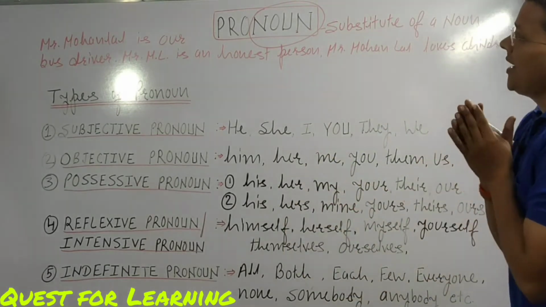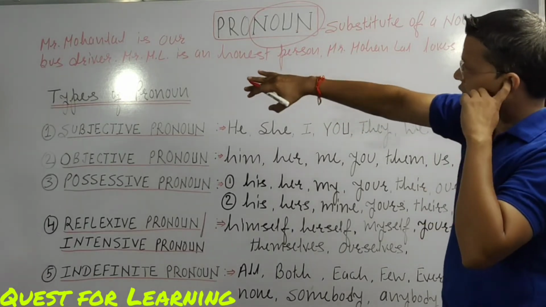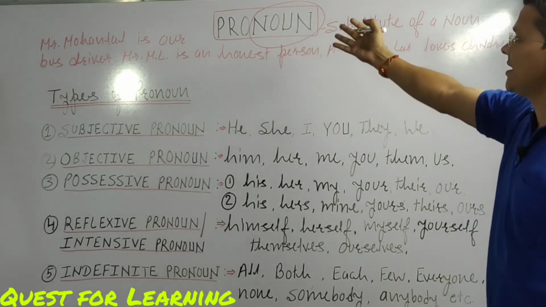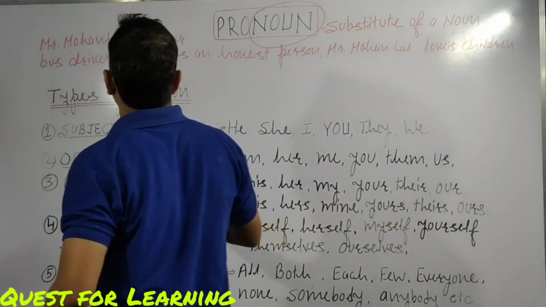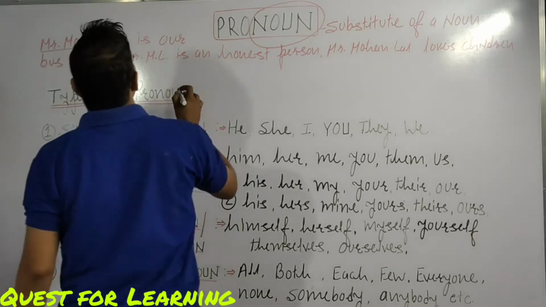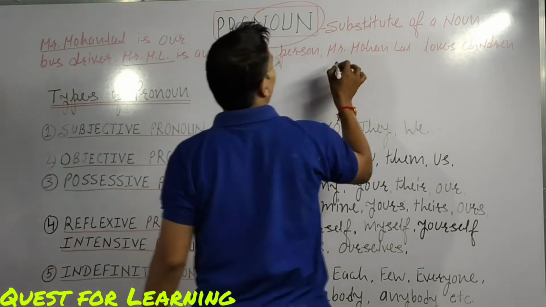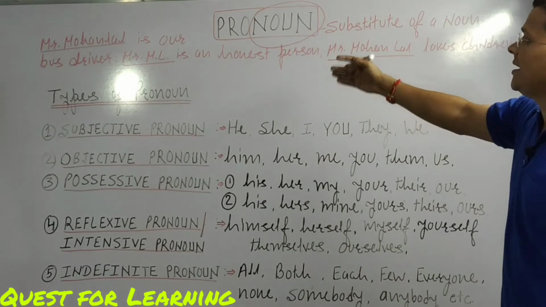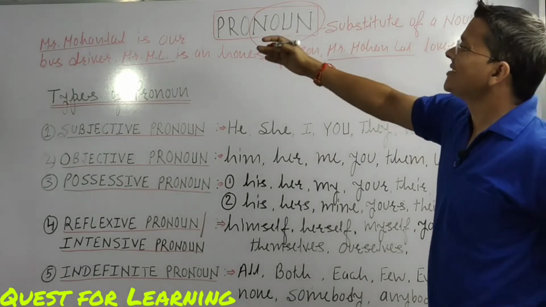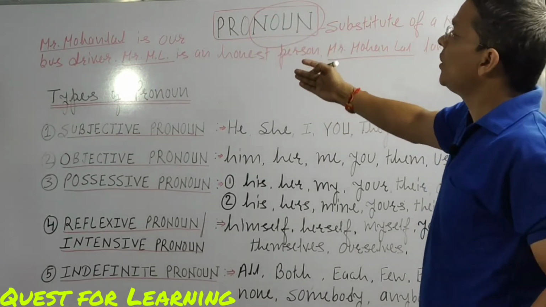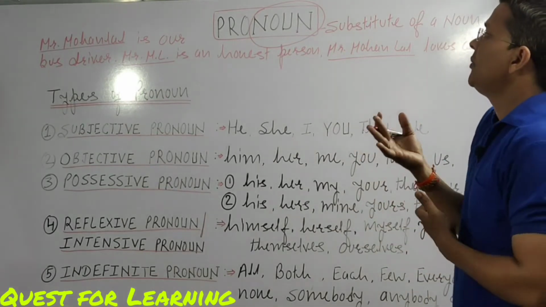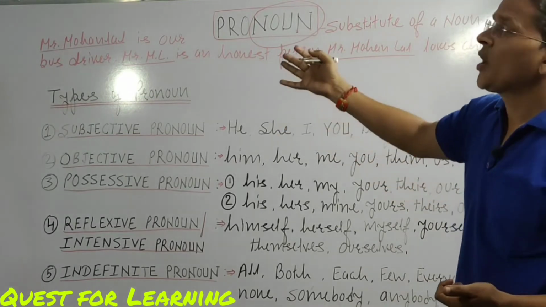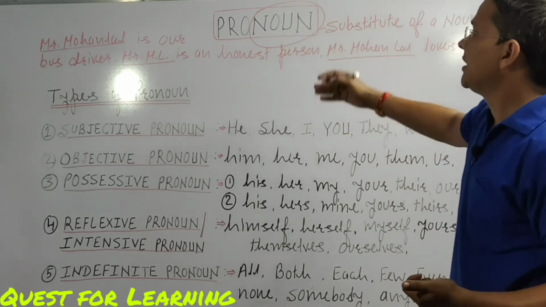Okay, my dear friends, what are you noticing over here? Don't you think that something doesn't sound good and something is strange? The strange thing is, I have written Mr. Mohanlal, Mr. Mohanlal, and Mr. Mohanlal. If I write the same noun again and again in a sentence, it doesn't sound good. Mr. Mohanlal is a noun. Can't we write something in place of Mr. Mohanlal so that our meaning remains the same and this repetition does not happen?